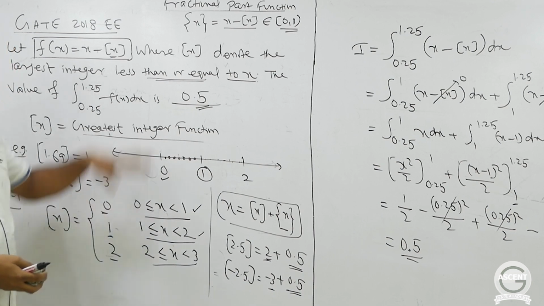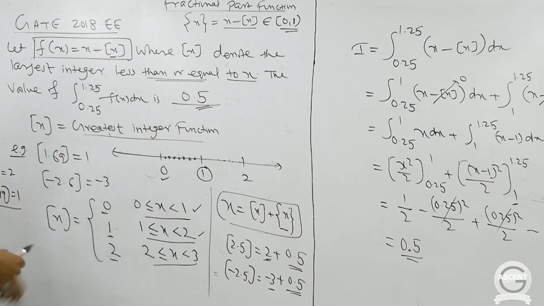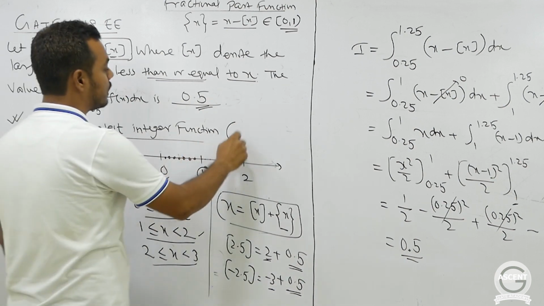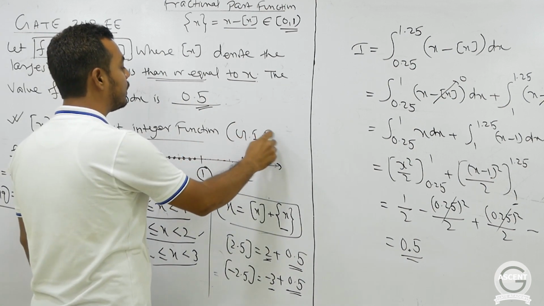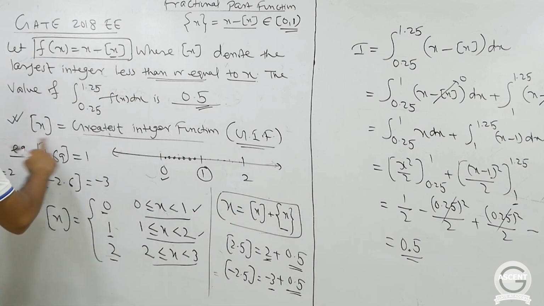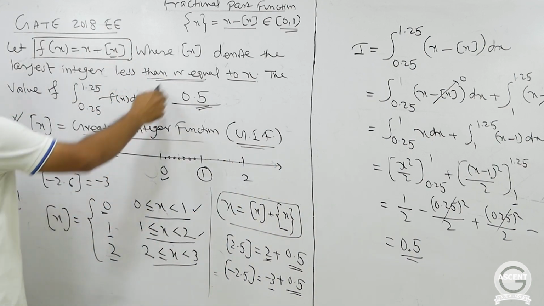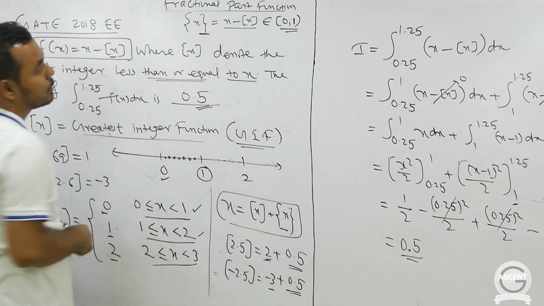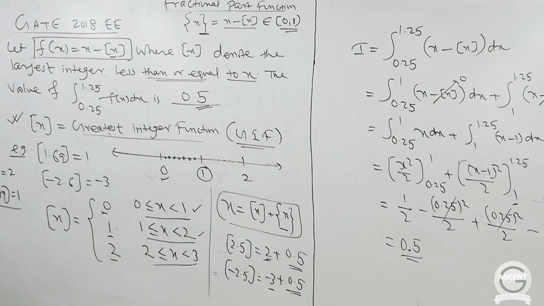So these two functions you should know. One is this greatest integer function. In short, sometimes it is also written as GIF, but every time it will be mentioned that this third bracket represents the greatest integer function, and similarly this second bracket represents the fractional part function. So this was one question from GATE 2018.